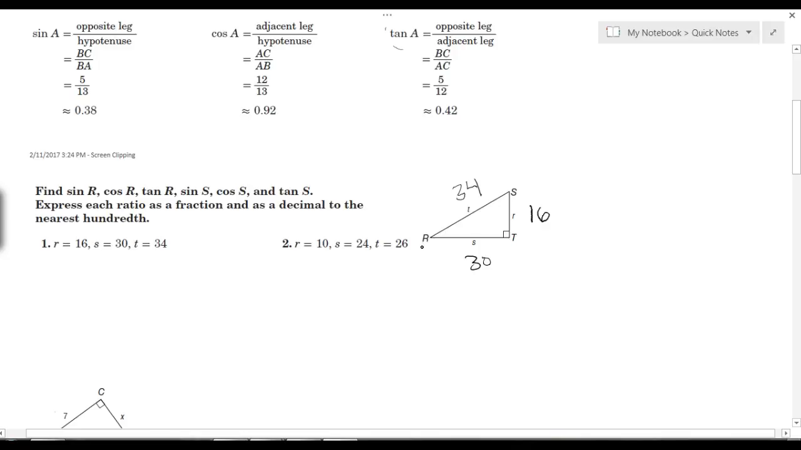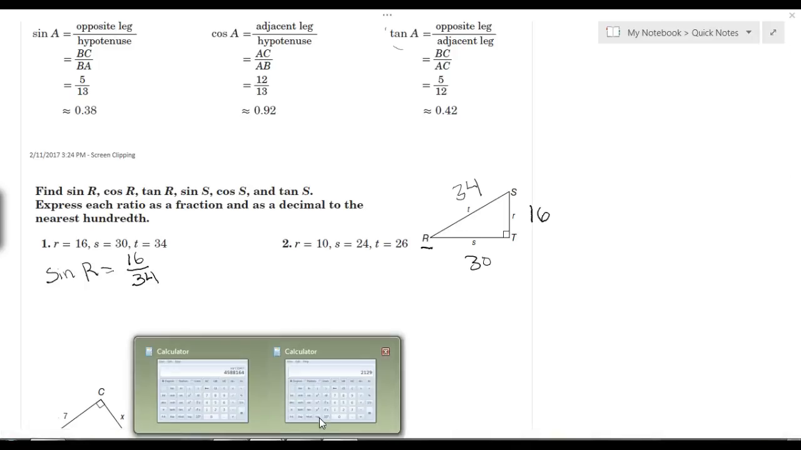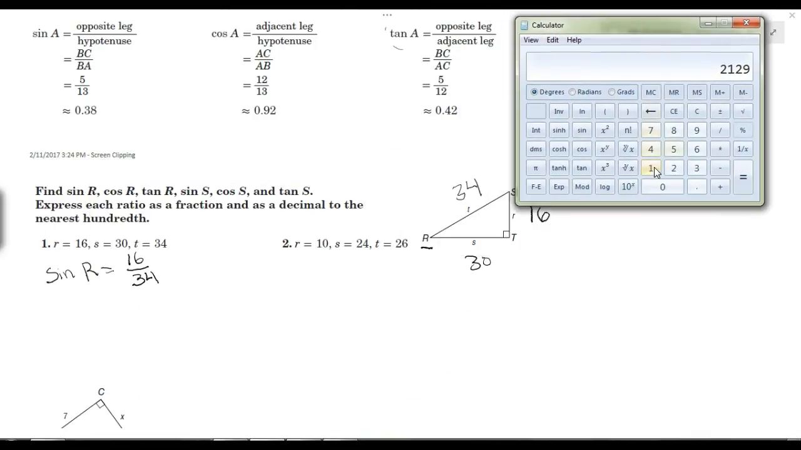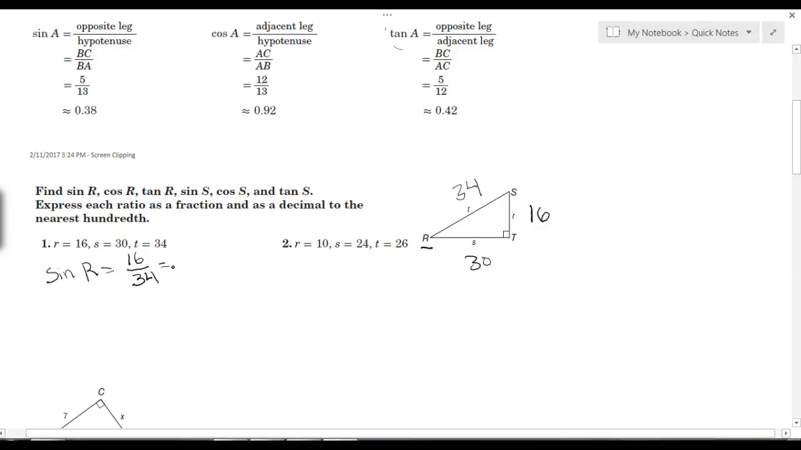So first I'm going to start with angle R. So the sine of angle R is the opposite over the hypotenuse. So sine R equals 16 over 34. And it asks me to round the decimal to the nearest hundredth. So 16 divided by 34 equals 0.47. So I'll go ahead and write that down, which equals 0.47.